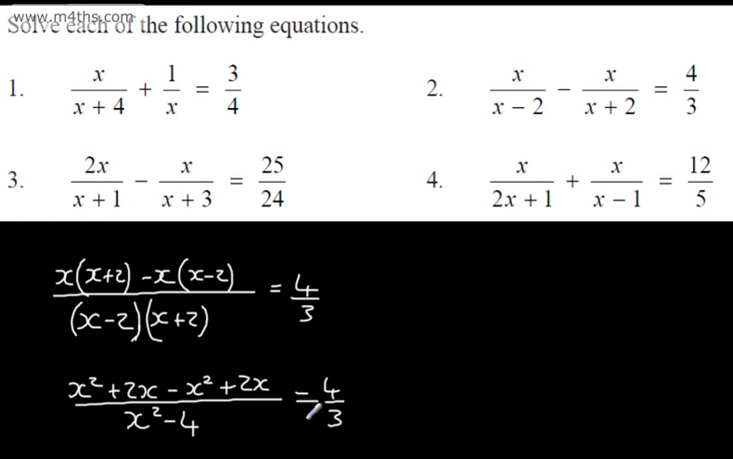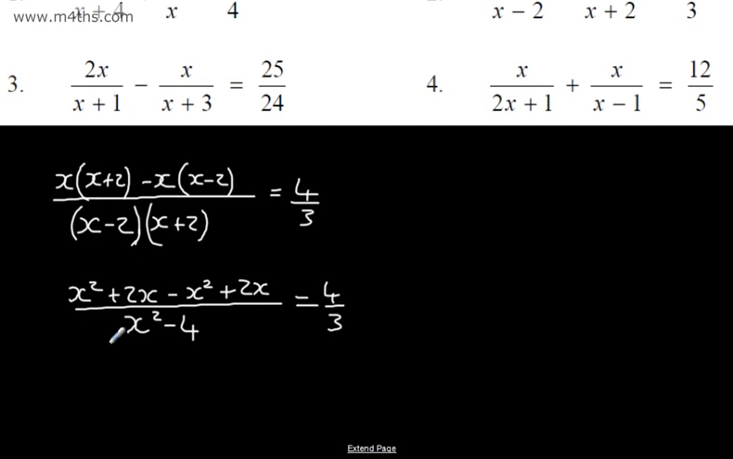Okay, let's tidy that up. So you might still have this as x minus 2, x plus 2. Perfectly fine. These x squareds are going to cancel. 2x and 2x is going to be 4x. And that is going to be over x squared minus 4. And that will be equal to 4/3.